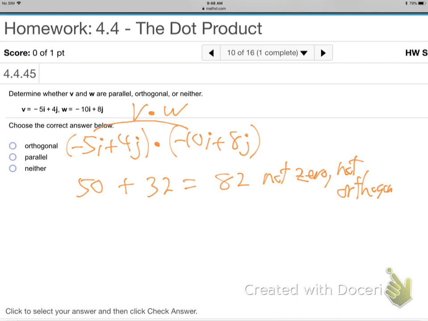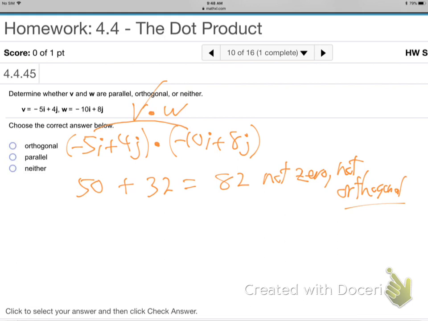They're not 90 degrees to each other, are they? Good. Dot product's supposed to be 0. Okay, so they're not orthogonal. Let's cross that one off. Are they parallel? How do you know if the two vectors are parallel?